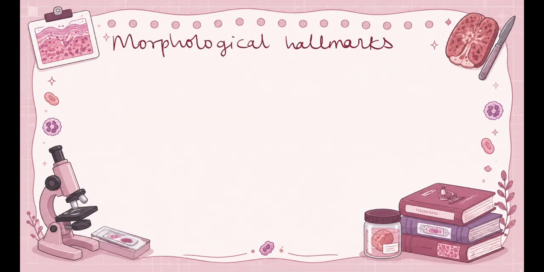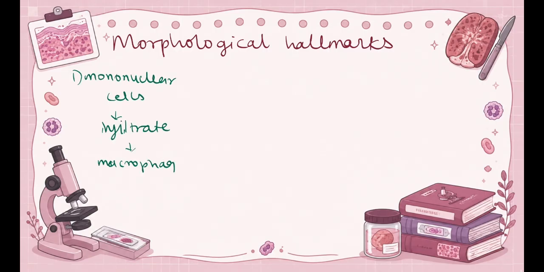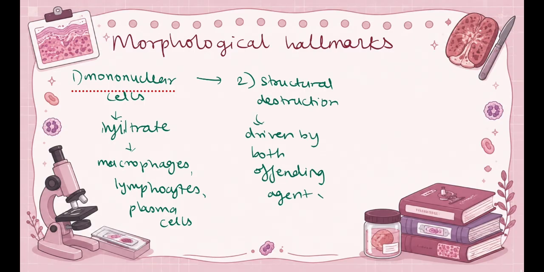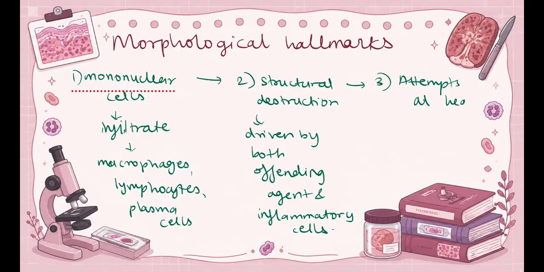The physical evidence of these triggers leaves unmistakable hallmarks. Mononuclear cells heavily infiltrate and crowd the tissue. These include macrophages, lymphocytes, and plasma cells. Their relentless presence causes severe structural destruction. This damage is driven by both the offending agents and the inflammatory cells themselves. Concurrently, the body frantically attempts healing. It tries to replace the damaged areas with new blood vessel tubes and thick connective tissue fibers.